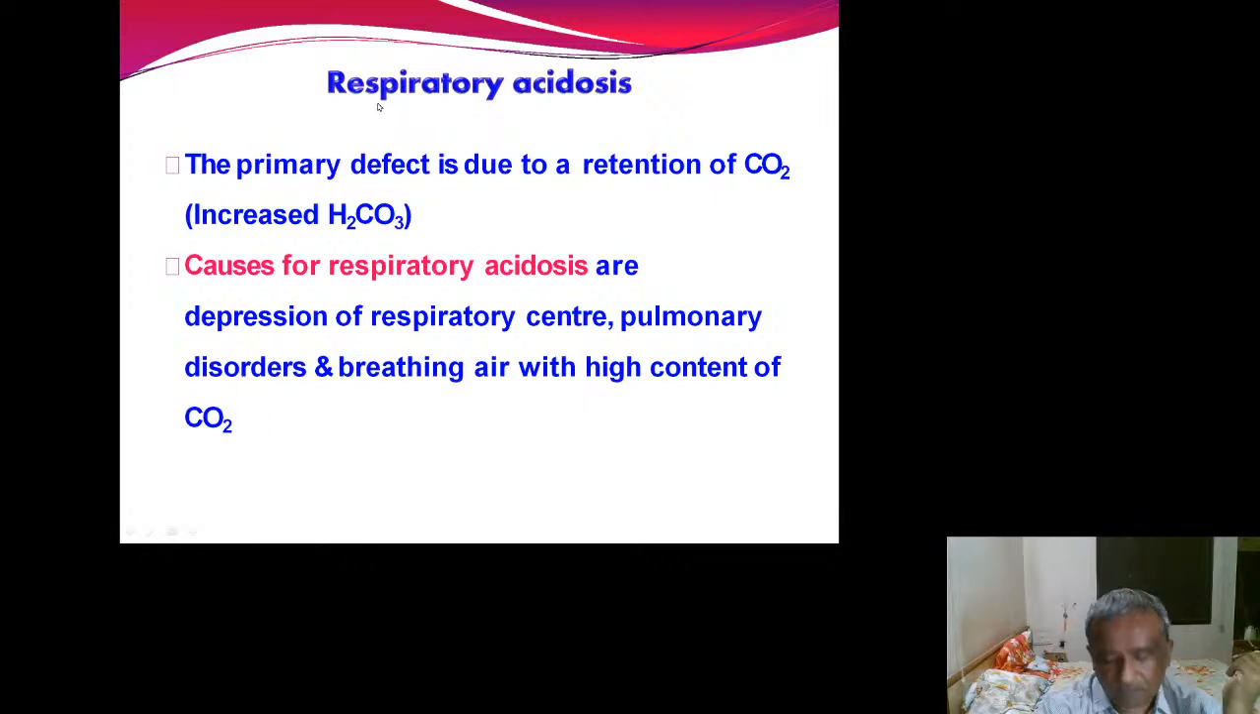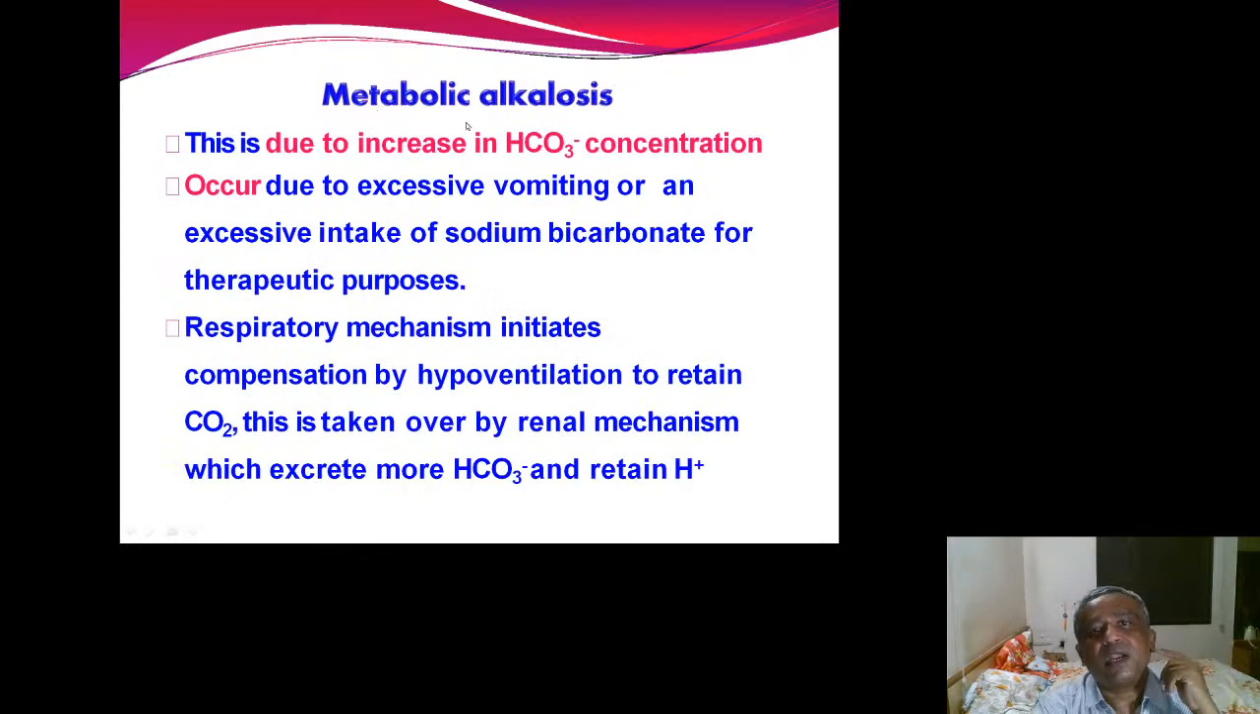they can get this CO2 narcosis and respiratory acidosis. Metabolic alkalosis is due to an increase in the bicarb concentration inside the serum. It occurs due to excessive vomiting, because in vomiting you are losing too much HCl, or excessive intake of sodium bicarbonate for therapeutic purposes. A few patients have a tendency to drink too much soda, too much sodium bicarb. This can land the patient in metabolic alkalosis.